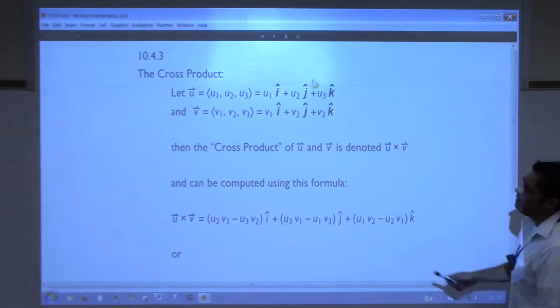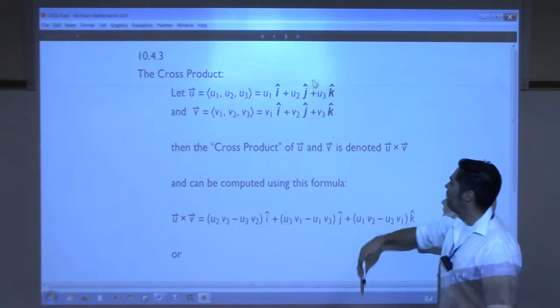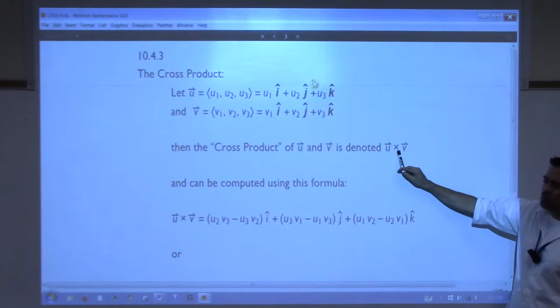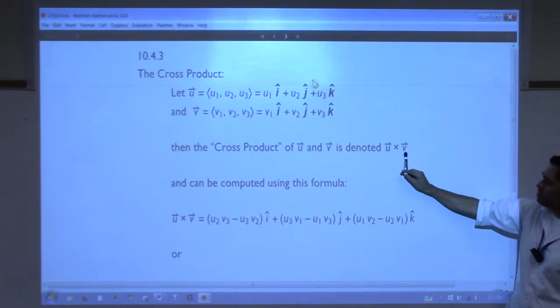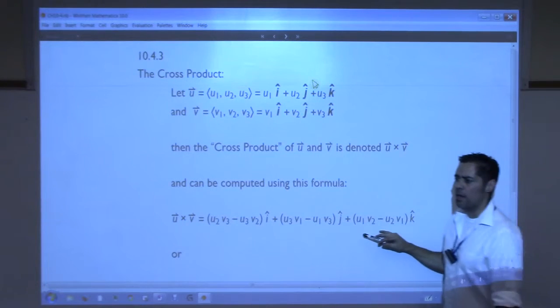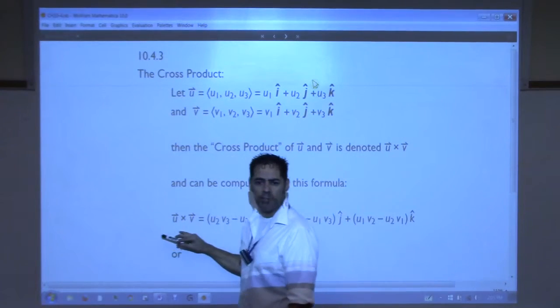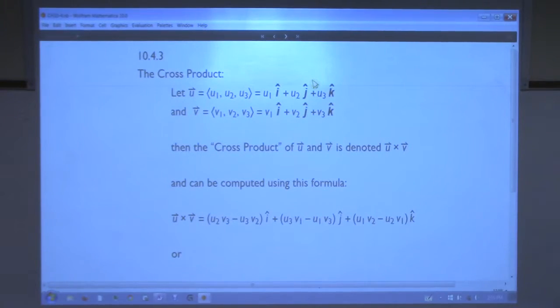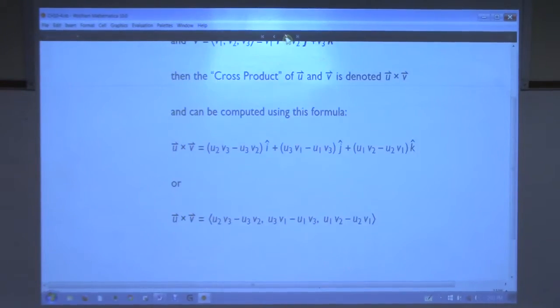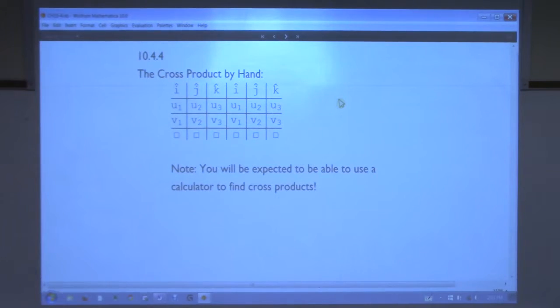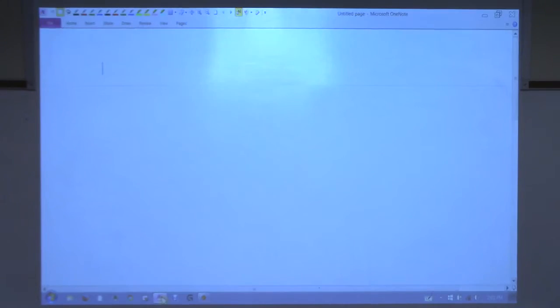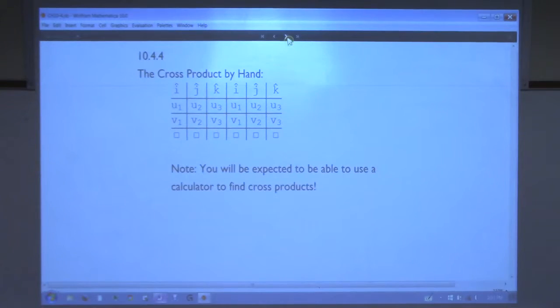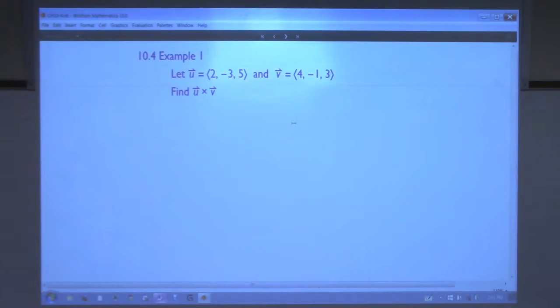So let's say that we have 2 vectors, u and v, and we want to do a cross product. We use this cross in between the 2 vectors. And then there's a formula for how to compute it. I don't know anybody who really memorizes that formula, because it's kind of a pain to memorize. Instead, there is a short way of doing it, all right? I think if I just show you by example, that'll be the easiest way for you to learn how to do a cross product.